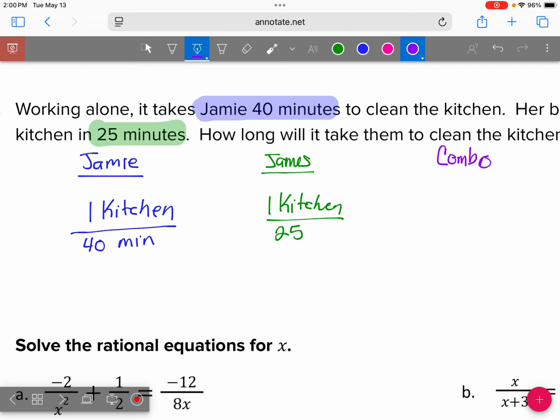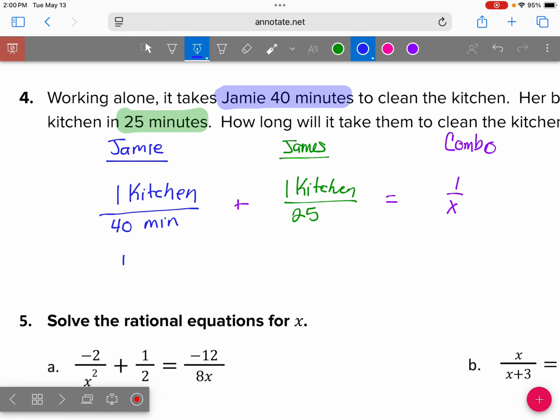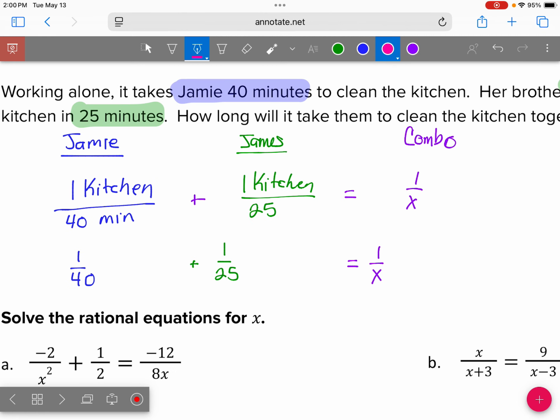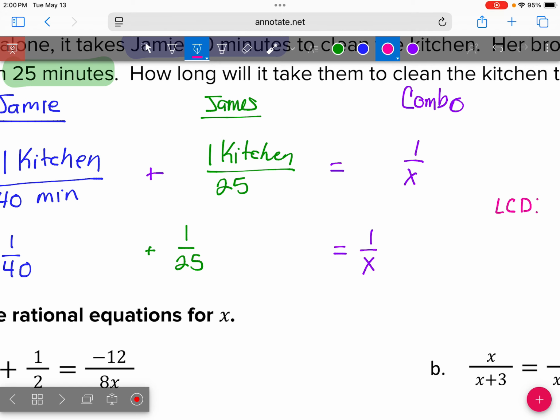How do I figure that out? How do I finish building this though? 1 over x. And we need to add these guys together. So we're looking at our 1 over 40 plus our 1 over 25 equals 1 over x. And then, Sean, you're exactly right. We're going to look for that lowest common denominator, or a common denominator that we can use to help us solve this. What are we going to use for a common denominator?